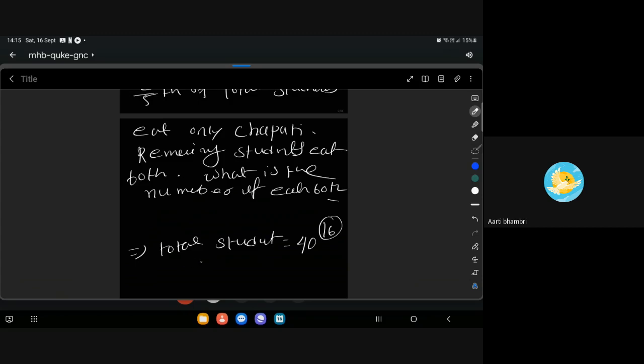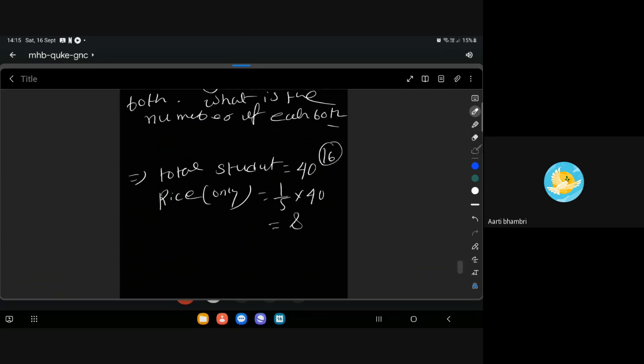So 1/5 of the students are eating only rice. How much? 1/5 of 40. This is as given by them. So it will be 8. Only chapati, how much? 2/5 of total students. So 2/5 of 40 will give you 16.